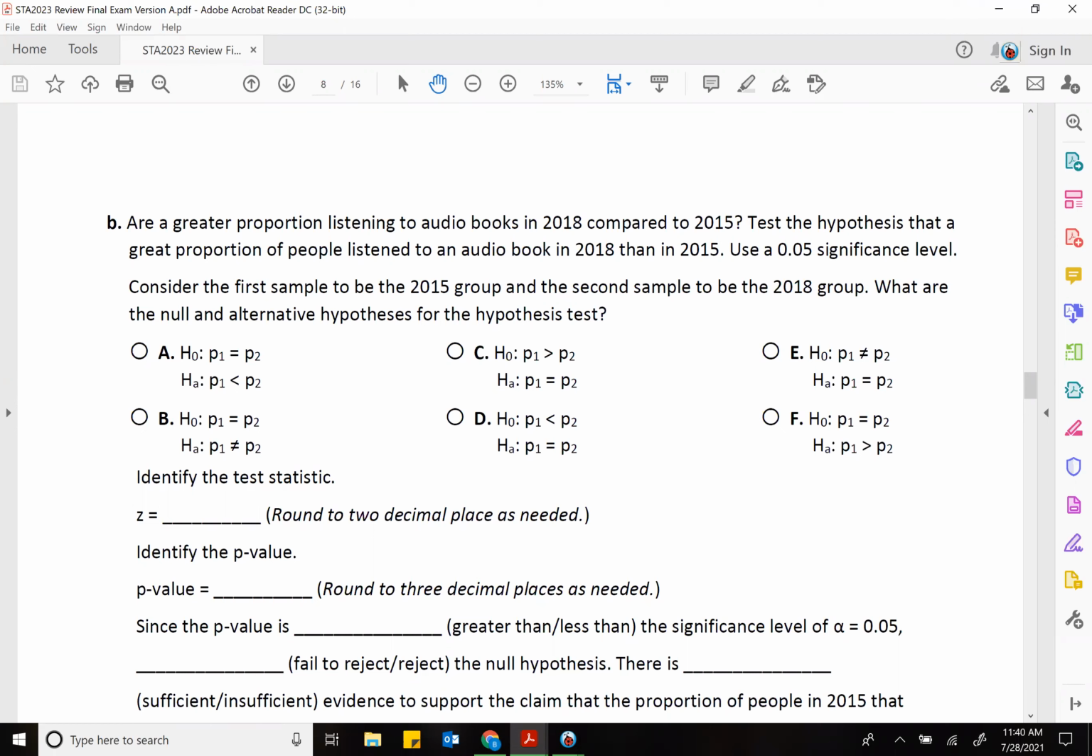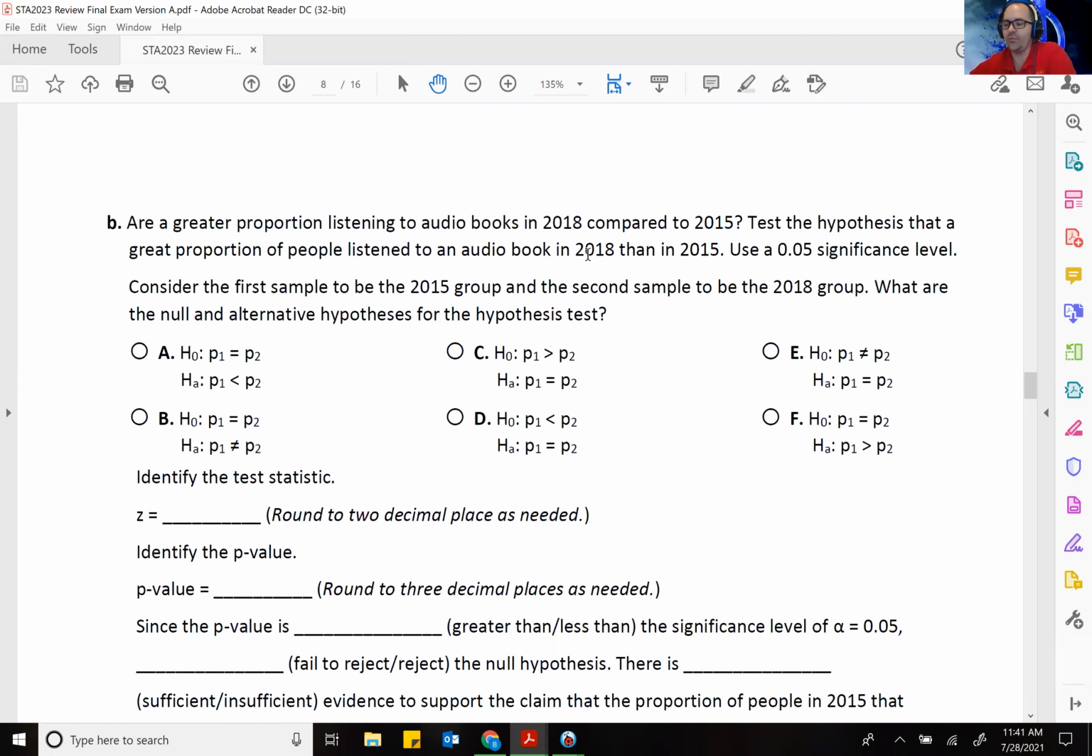F. F? Yes. No, it is not F. It is A. Oh, yeah, because it's P2. Yeah, I'm sorry. Yes. This is why you got to make sure that you know who is who. Your P1 is all about 2015. Your P2 is all about 2018. And up here it says, test the fact that the greater proportion of people listen in 2018.